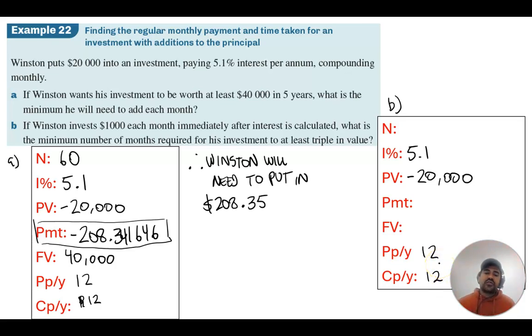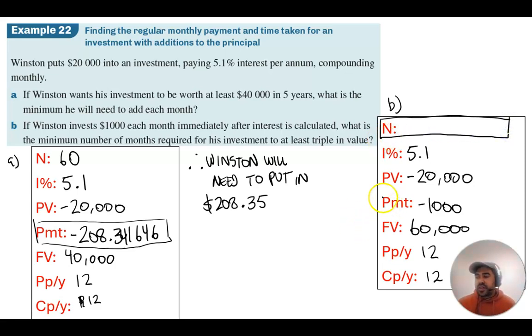Now he wants his future value to triple. So this means that he wants to have $60,000 within his account, because triple 20,000 is 60,000. Now the amount that's going into the account has been given to us. This is $1,000, and it is a negative because, again, it's money that's coming out of his pocket, which means the number of months will be provided to you. When this comes out, you will get a value of 34.3211.